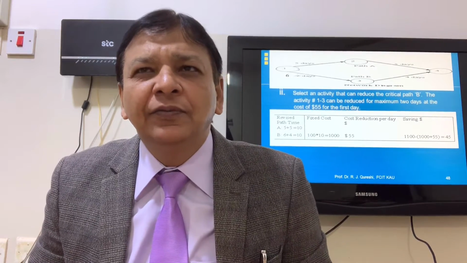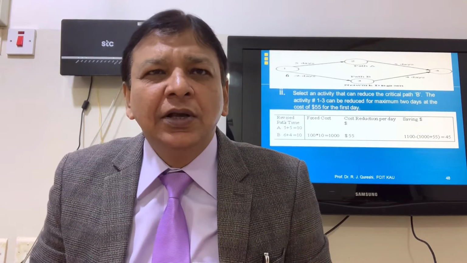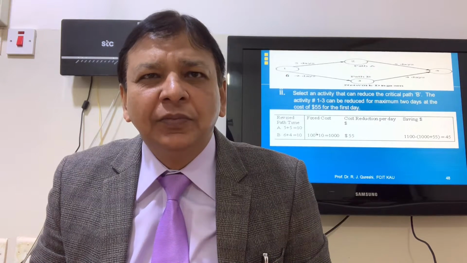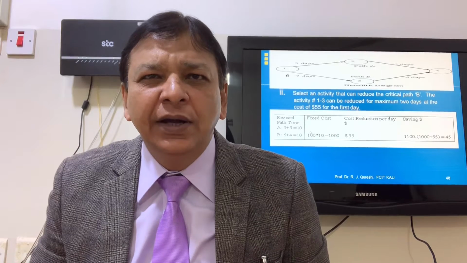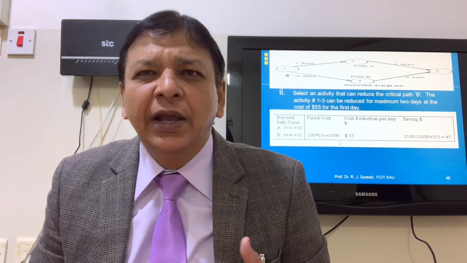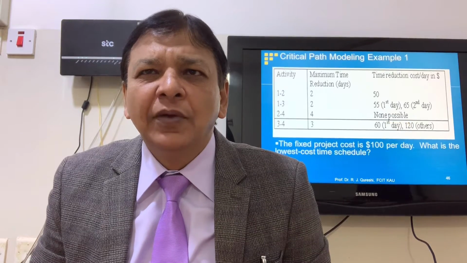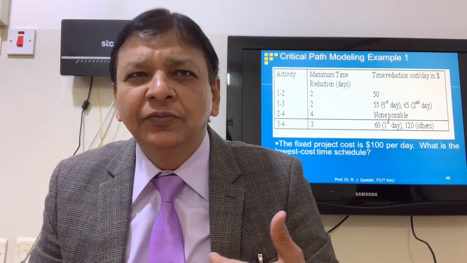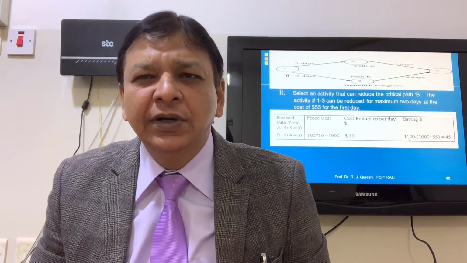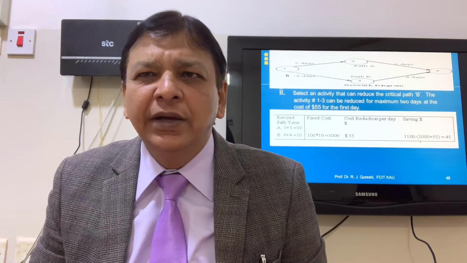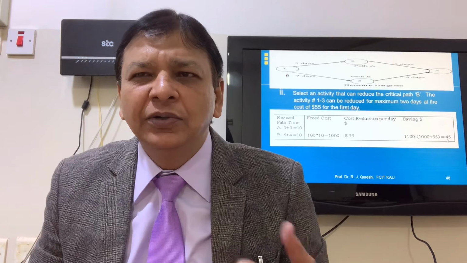So path A 5 plus 5, 10; 6 plus 4, 10. Now both are critical. So revised path 5 plus 5, 10, 6 plus 4, 10, and fixed cost, now there are 10 days, so $1,000. Extra cost we spent, as we can see from the table, 55 to reduce 1 day from 1 to 3, $55. How much is the saving? 1100, which was the actual cost, minus 1000 plus 55, so $45 is the saving, and we reduced 1 day.